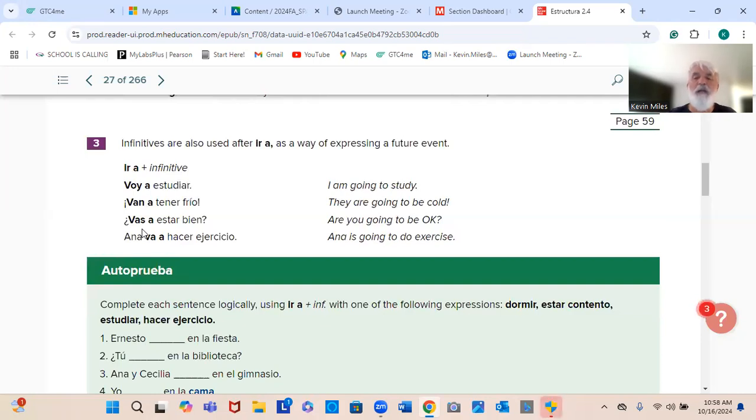To be fine or well. Here they're asking a person, ¿vas a estar bien? Are you going to be okay? Are you going to be fine? Here your friend Anna, maybe she's going to do exercise.